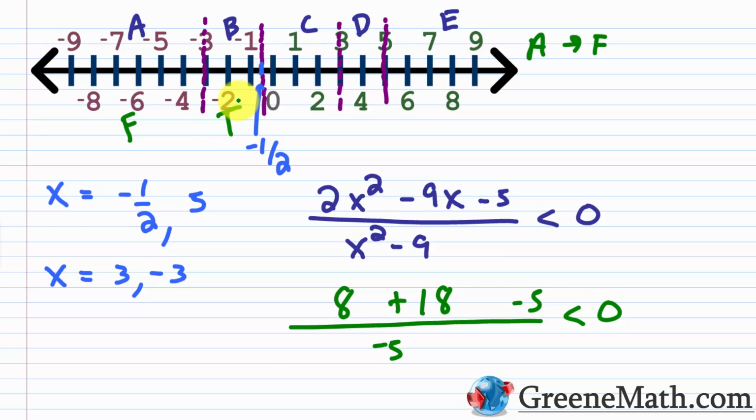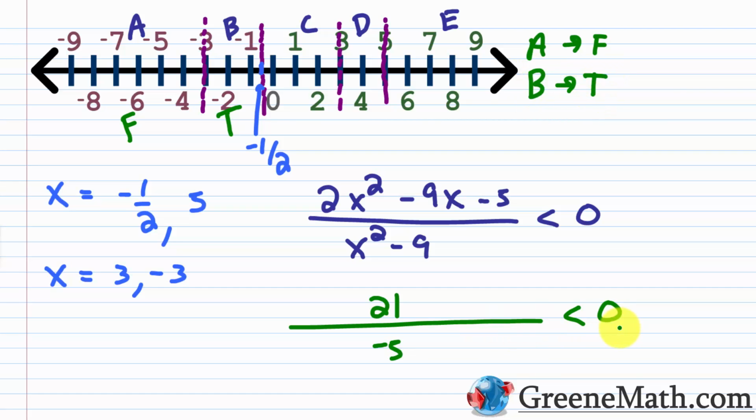For the sake of completeness, we can go ahead and do this. 8 plus 18 is 26, 26 minus 5 is 21. So you would have 21 over -5, which again is a negative number, and that's going to be less than 0. So for interval B, let's put true.